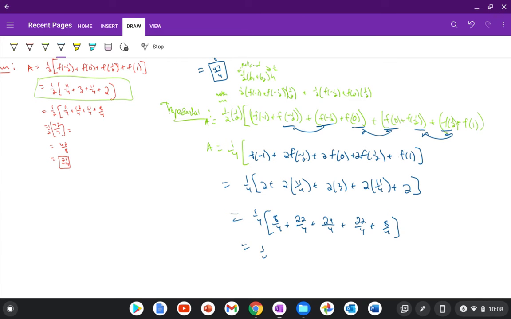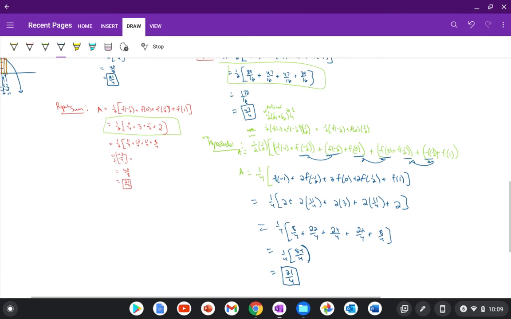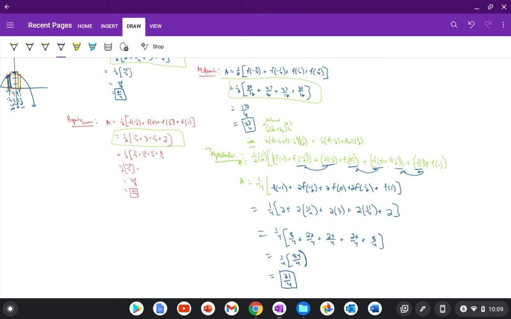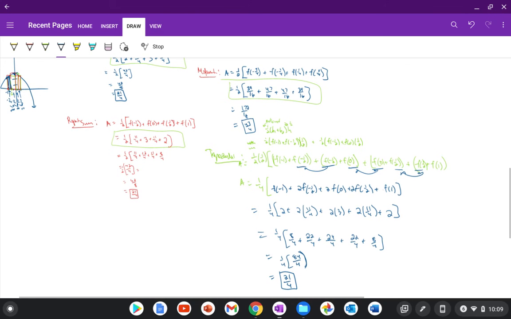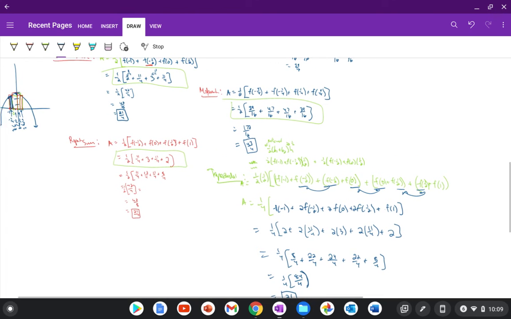We get 84/4, so 1/4 times 84/4. 84 is actually divisible by 4, it's 21. So that just ends up 1/4 times 21, or 21/4. And that was the same as our left and our right.